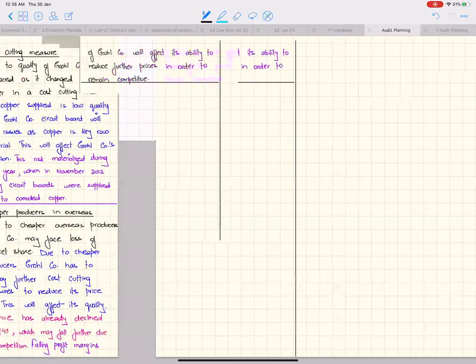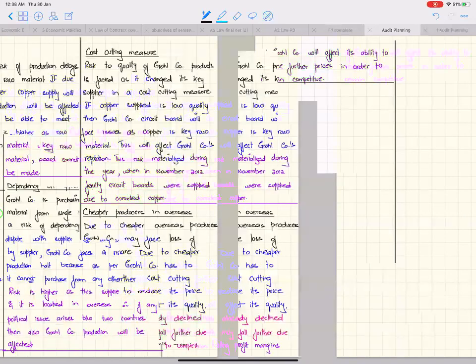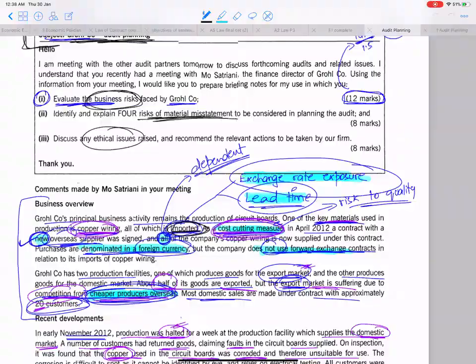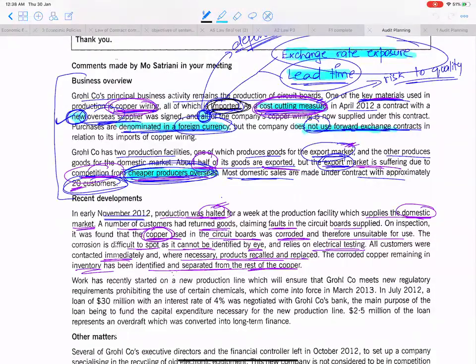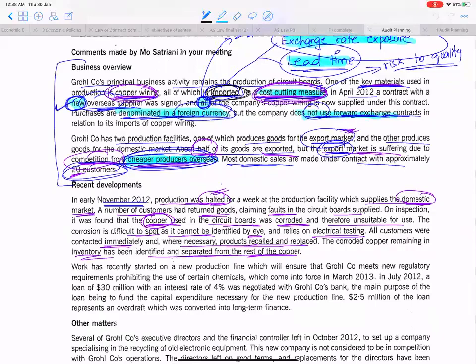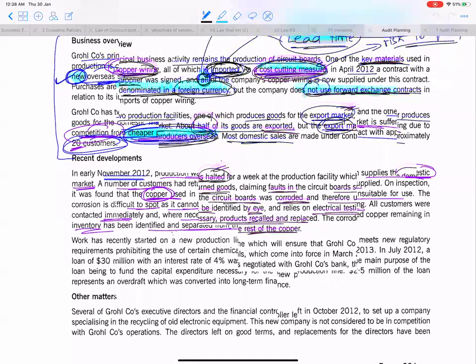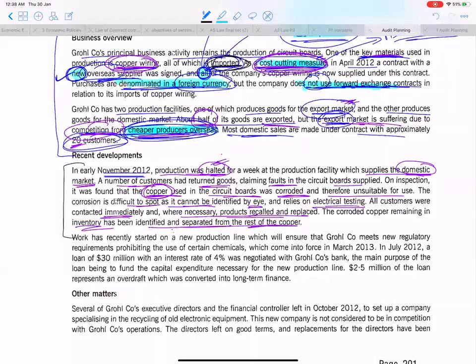So we have written the exchange rate exposure, we have written lead time, we have written dependency, we are done with cost-cutting measure, we are done with export market. So we have written almost 5 risks. Now let's write one more risk. Let's talk about this incident which has happened, that you have supplied the wrong goods. Or you can also refer the fact that the domestic market is just dependent on 20 customers.